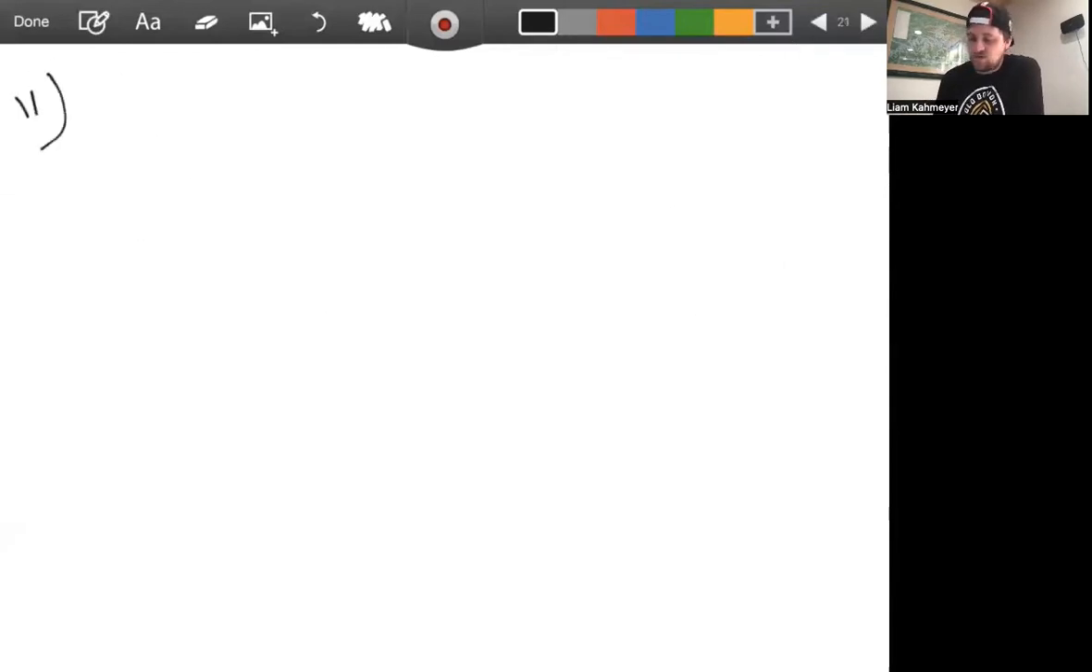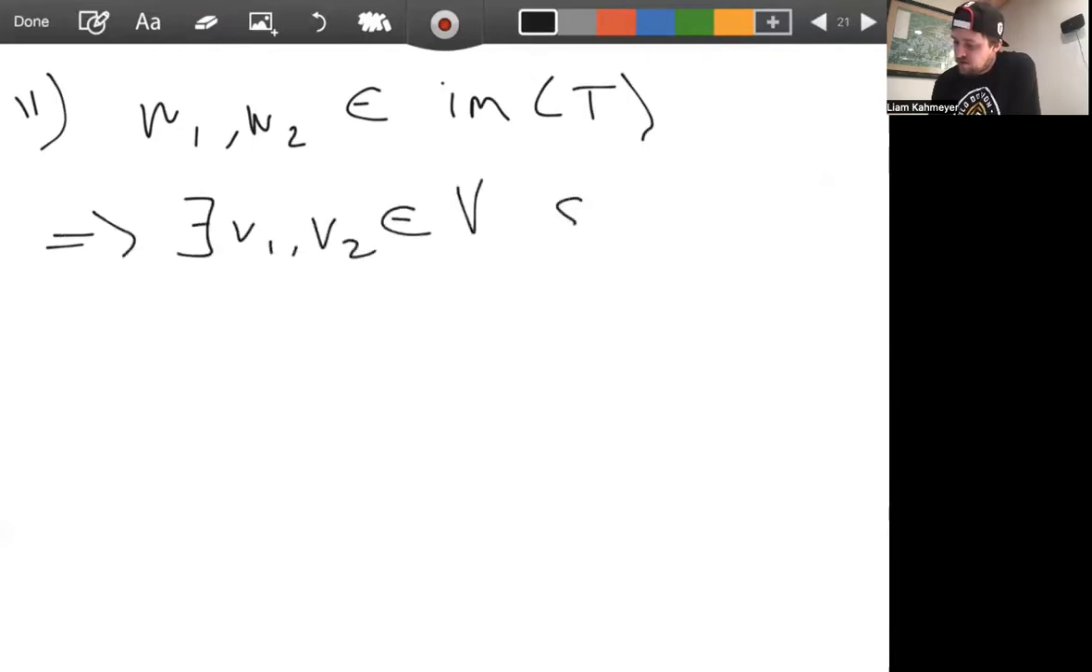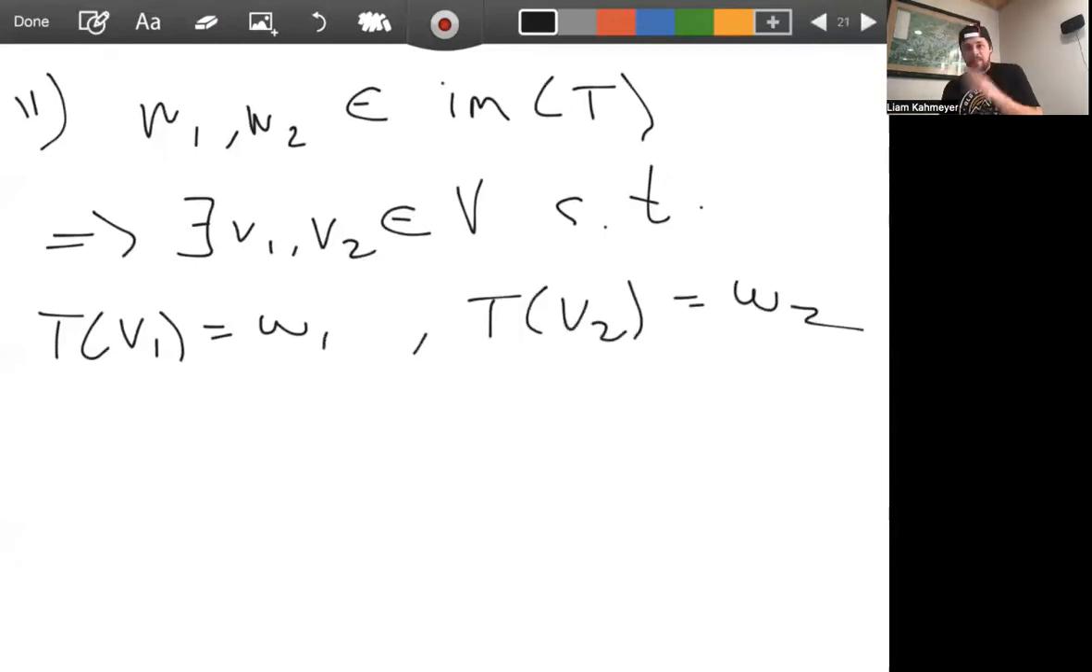So that was the first one. Now let's prove that the image is a subspace. Well, let's let W1 and W2 be elements of the image of T. Then that means there exist V1 and V2 in V such that T of V1 equals W1 and T of V2 equals W2, right? Then what we need to look at is A W1 plus B W2.